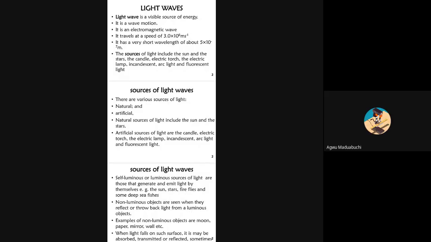Sources of light wave. There are various sources of light, natural and artificial. Natural sources of light include the sun and the stars. Artificial sources of light are candle, electric torch, electric lamp, incandescent, arc light, and fluorescent light.